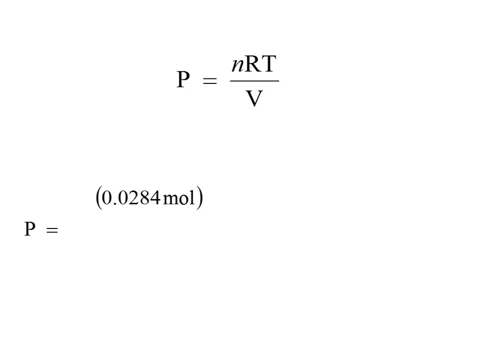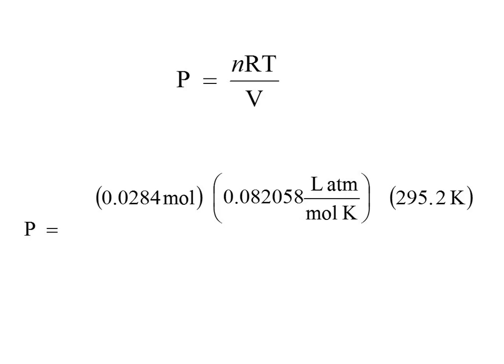Well, here we go. So in the numerator, we have 3 terms. The first one is 0.0284 moles. And I probably would put that over 1. The reason is because the R term has units in the numerator and the denominator. The middle term, R, 0.082058 liters atmospheres per mole Kelvin. And the third term I would probably put over 1 also, that 295.2 Kelvin. And then all we got in the bottom is that 0.750 liters.